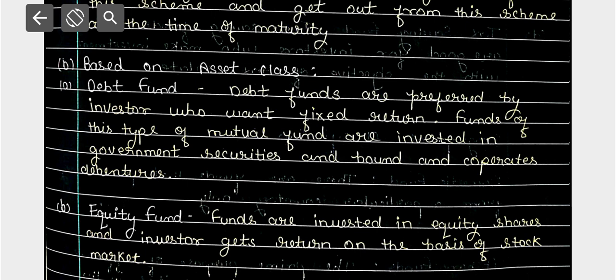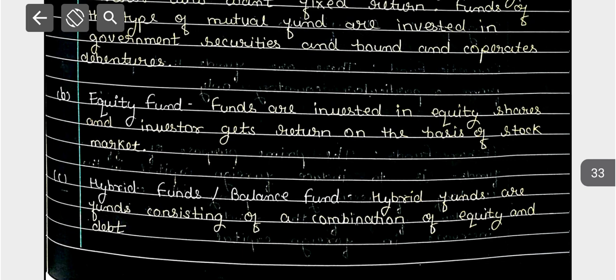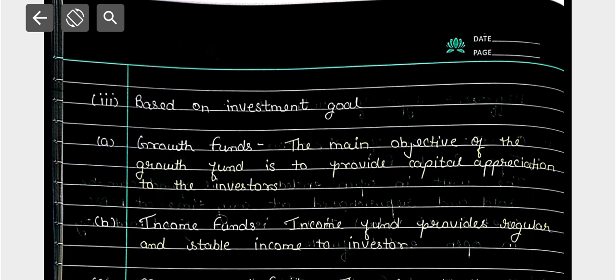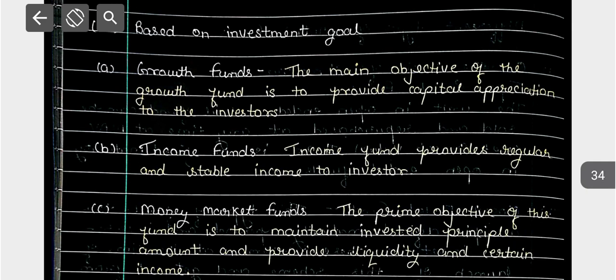Based on the asset classes: debt fund क्या होता है? Debt funds are preferred by investors who want fixed returns, and funds of this type are invested in government securities, bonds and corporate debentures. Then comes the equity fund. These funds are invested in equity shares, and the investors get the return on the basis of the stock market. Then comes the hybrid fund and balanced fund. The hybrid fund consists of a combination of equity and debt.